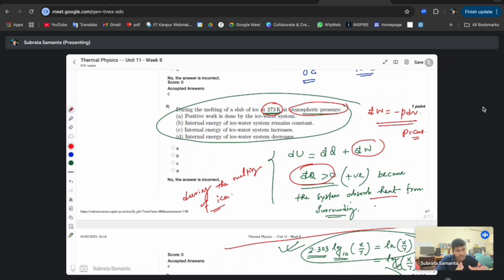Let's say you have a slab of ice. Now it's melting, it starts to melt. So is its volume decreasing or increasing as compared to the phase when it was ice?